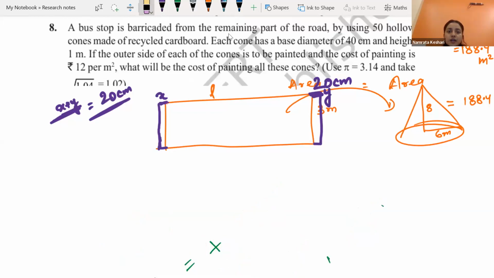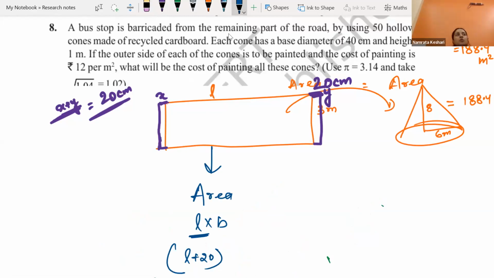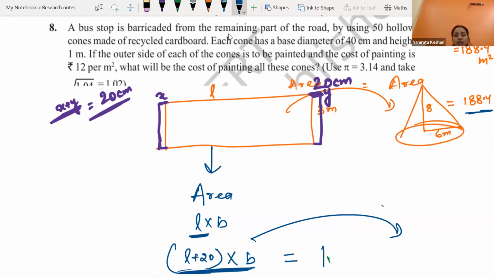So first let me write the rectangle's area. What will be the area of this shape? Length into breadth, L into B. In this length the 20 extra was there, so that is the actual length. Even if it is going for cutout or whatever, that is the actual length. Yes or no? Yes, ma'am. Into breadth, this area we are actually using for making the tent, and that has an area 188.4. Is it making sense to all of you?